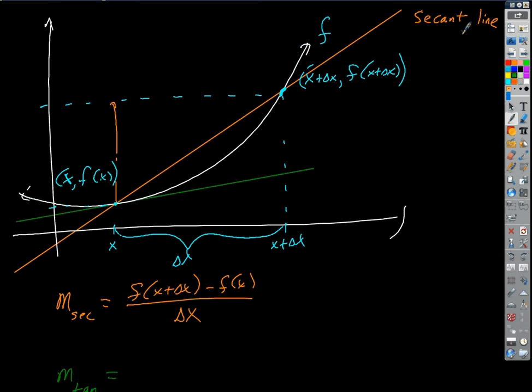So, any ideas, though? Right now, the orange line looks really different from the green line. How come? Because it's like two points. Okay, so the two points of the secant line are pretty far apart, right? The curve changes pretty dramatically from here to there.